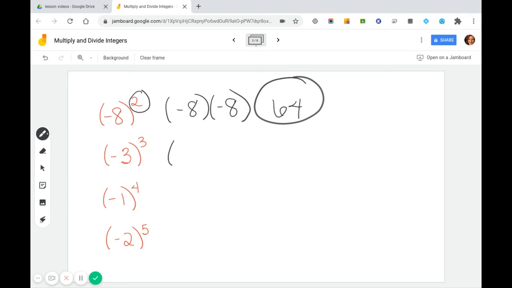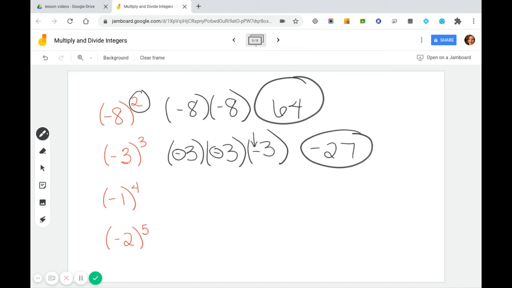So that makes it a positive 64. -3 to the third means -3 is what I'm multiplying. 3 is how many times I'm multiplying it. 3 times 3 is 9. 9 times 3 is 27. I have an odd number of negatives. So while these two can buddy up, I've got this guy left over without a partner. So he makes the whole thing negative. So negative 27.